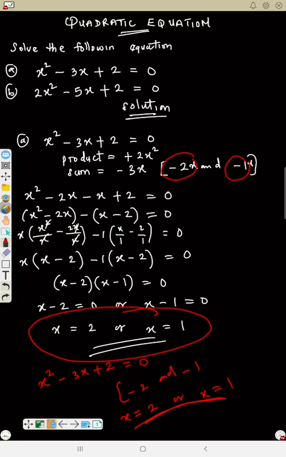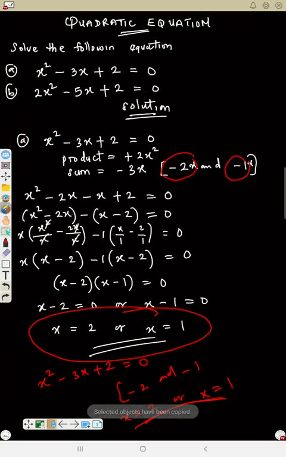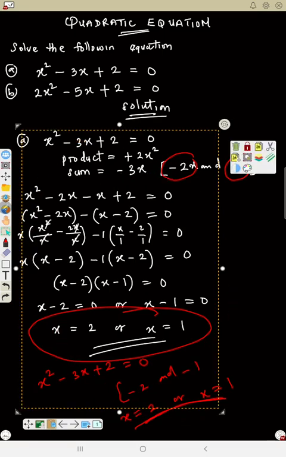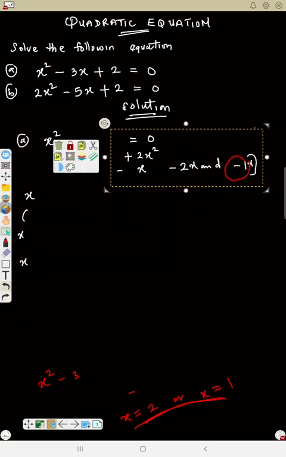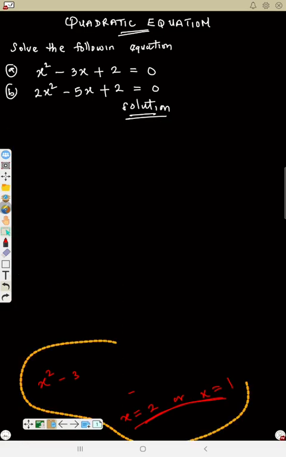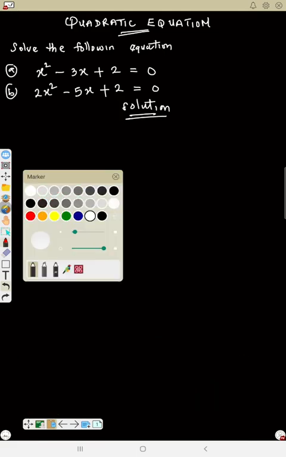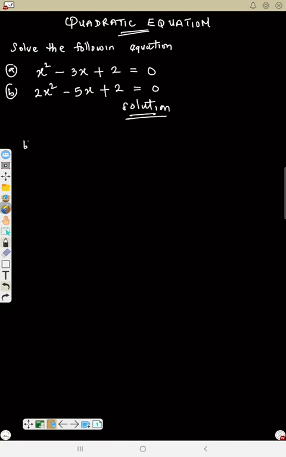Now let's see the next question. Now we have b, that is 2s squared minus 5s plus 2 equals 0.